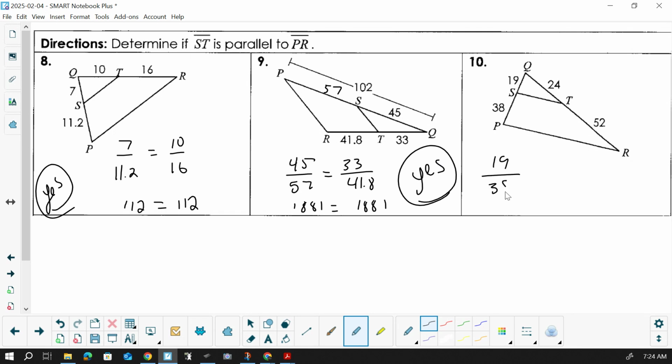19 over 38, 24 over 52. So 24 times 38 is 912. 19 times 52 is 988. Not true. So, no. Are they parallel? No.